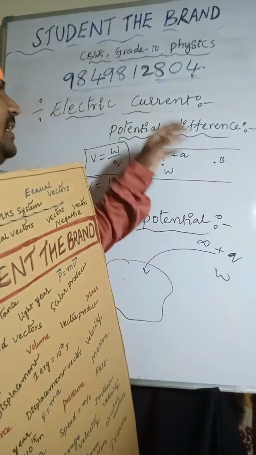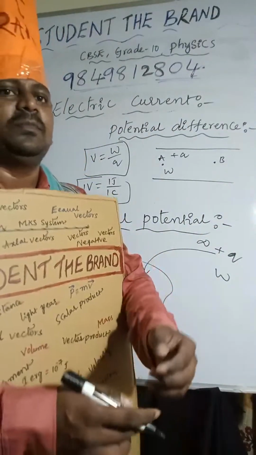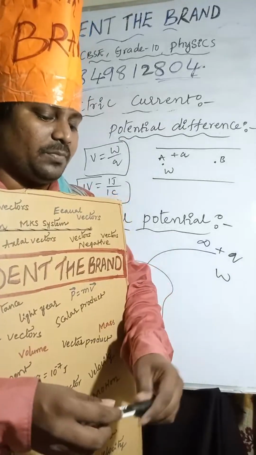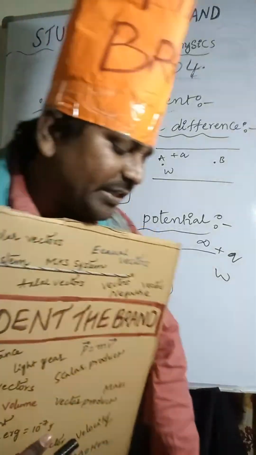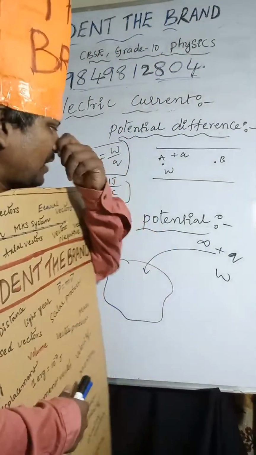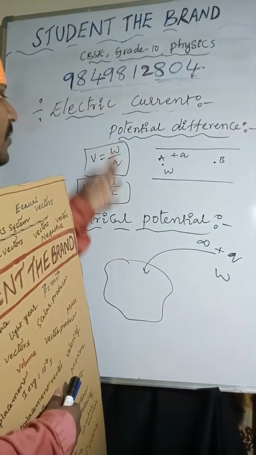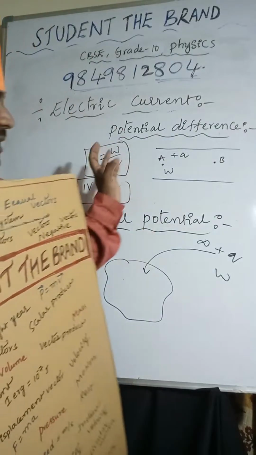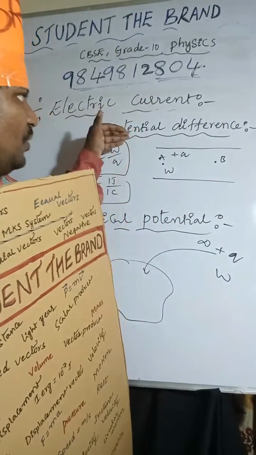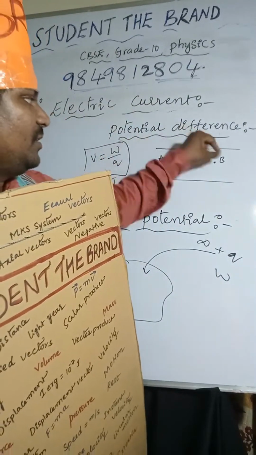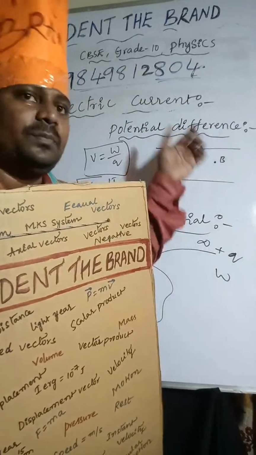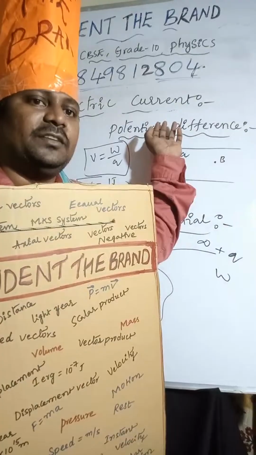Coming to potential difference, it is nothing but the work done to bring a unit positive charge from one point to another point. So here is the small difference. Both definitions have almost the same formula, V equal to W by Q, but the definitions are different. Work done to bring a unit positive charge from one point to another point within the field is called potential difference.